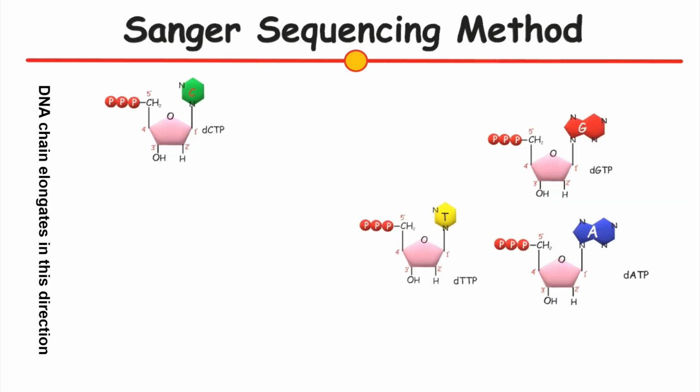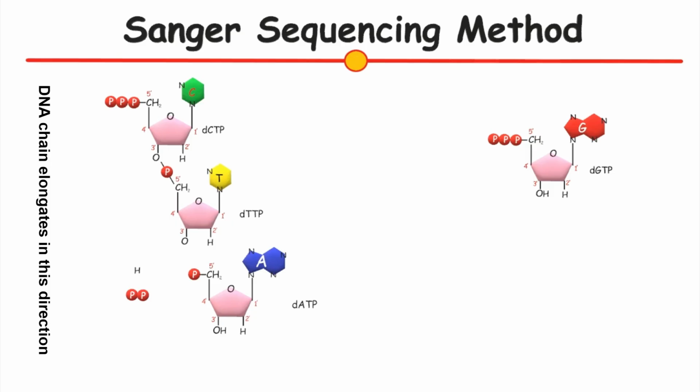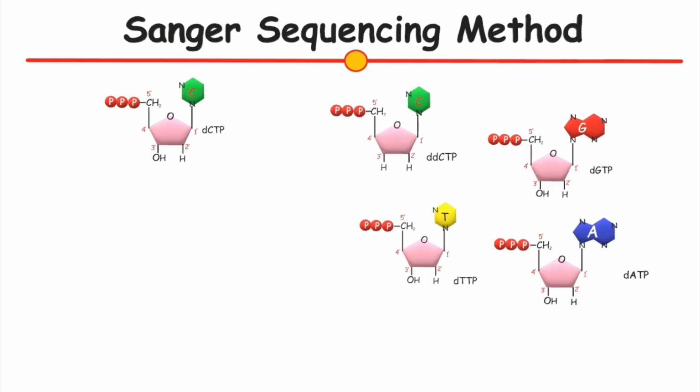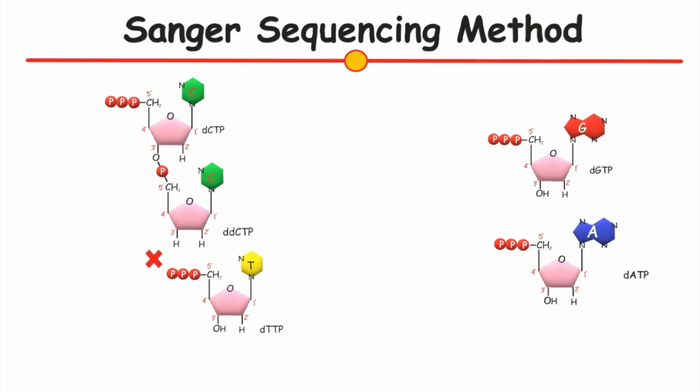In DNA, dCTP can react with the next base during DNA synthesis, while the 3' OH group of cytosine and the 5' phosphate group of the incoming nucleotide participate in the DNA chain elongation. Now let's see what will happen if ddCTP is added at this position. Since it lacks a 3' OH group, it can no longer extend the DNA chain. The chain will terminate here.